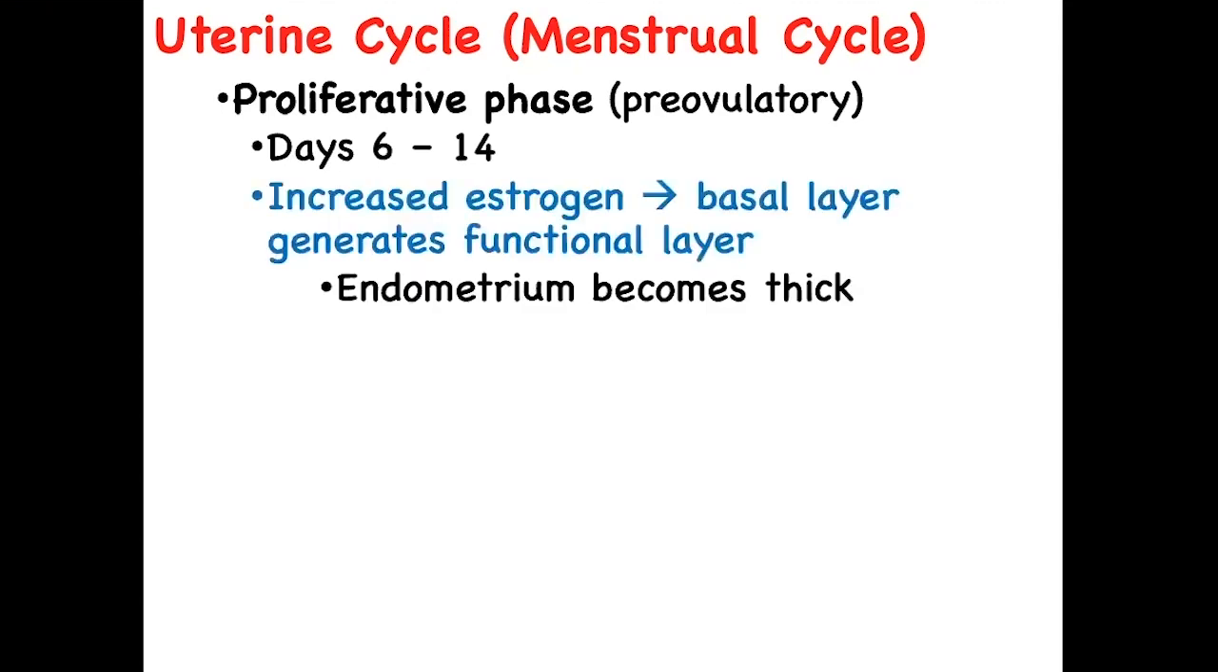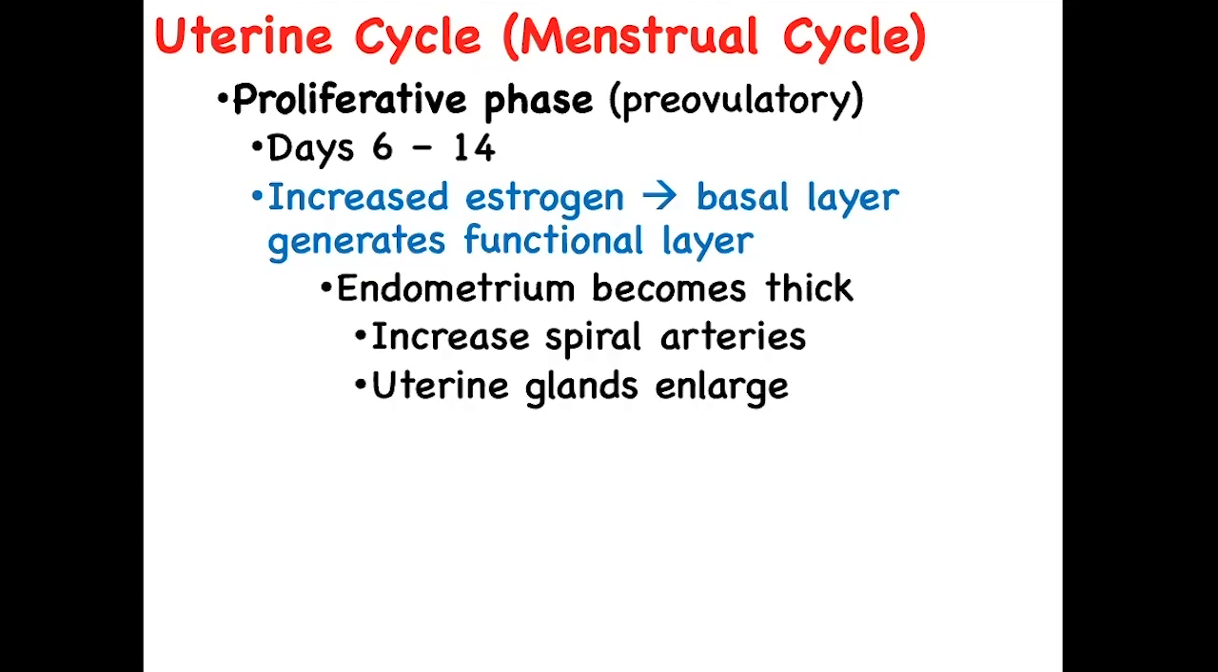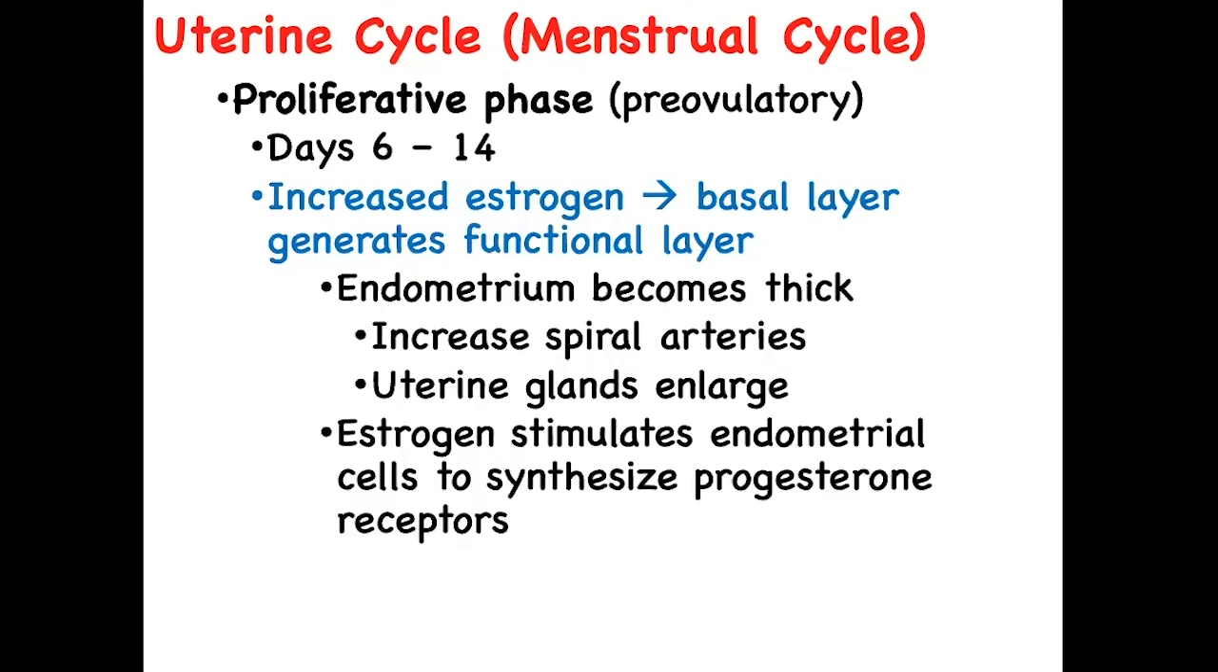The endometrium becomes thick and the spiral arteries begin to grow and increase. In addition, the uterine glands enlarge so that they can begin to secrete the glycogen-rich substance. These actions prepare the endometrium for the conceptus. In addition, the estrogen stimulates endometrial cells to express progesterone receptors.